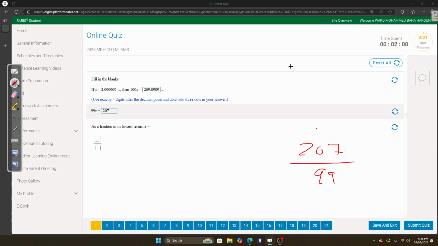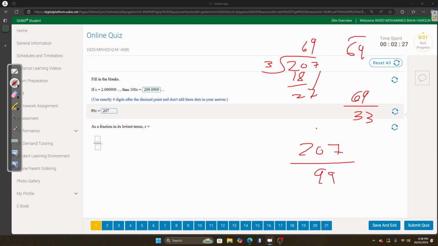Now we're going to simplify as much as we can. You can divide 207 by 3. You're going to get 69, because 3 times 9 equals 27. So it's 69 over 33. You can divide by 3 again. You get 23 over 11 because 33 divided by 3 is 11. And that's the most you can simplify it. So it's 23 over 11.